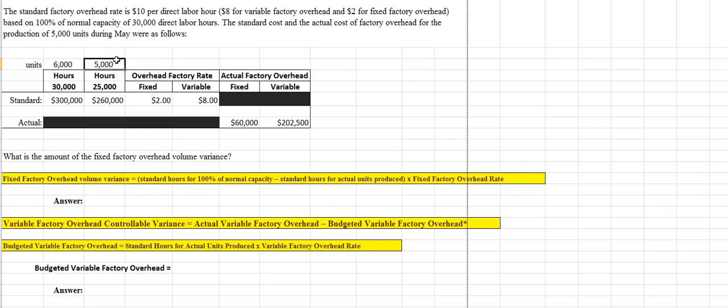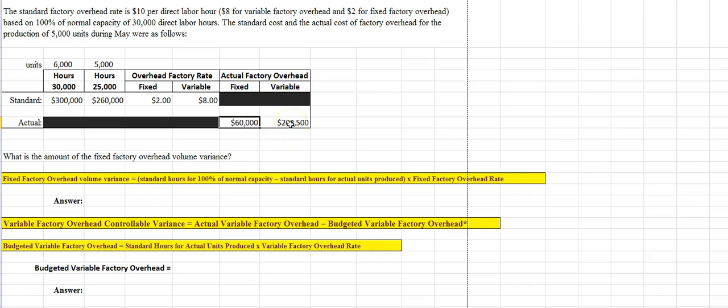But if you only produce 5,000 units, then the standard is going to be different. You're going to have fixed factory overhead of 60,000, because that doesn't change. The two times 30,000 is 60,000. But 25,000 hours times the variable factory overhead of $8 is going to be 200,000, and then you add the 60,000 of fixed overhead for a total of 260,000.